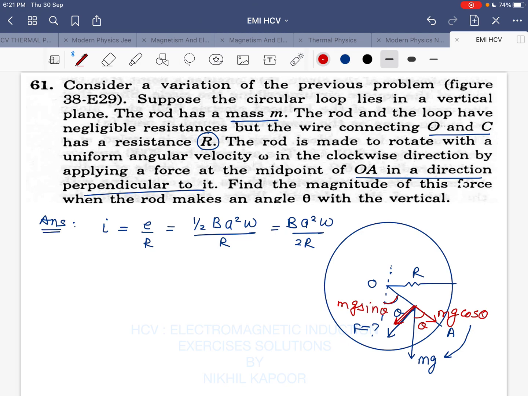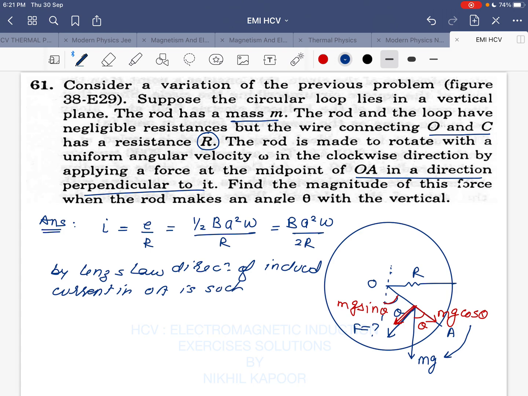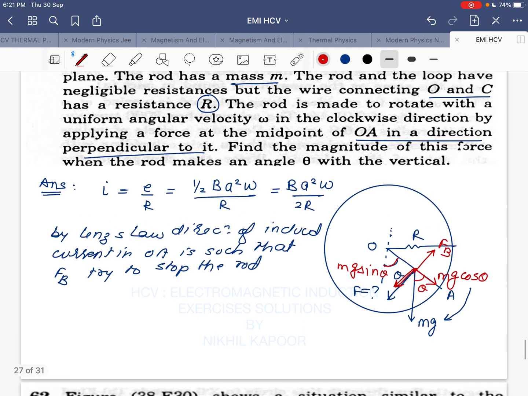Now, as we know very well, by Lenz's law, the direction of induced current in OA is such that the magnetic force Fb will try to stop the rod. So the magnetic force Fb will act in the opposite direction of motion. That is the magnetic force.